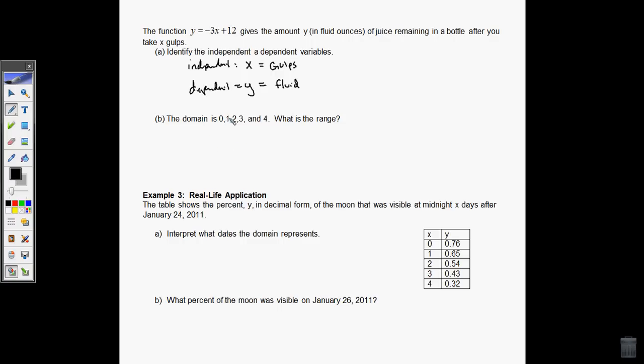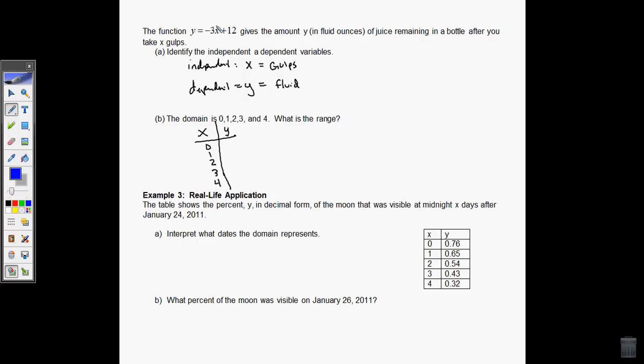So this is telling me that I put in x values of 0, 1, 2, 3, and 4. I take 0 gulps. I take 1, 2, 3, or 4 different gulps. What is the range? What's the amount of fluid that's left over when I take 0 gulps, 1 gulp, 2 gulps, 3 gulps, and 4 gulps? Well, let's take a look. I'm going to put this in an XY chart. Inputs 0, 1, 2, 3, and 4. So I'm putting my entire domain underneath the x values, and I will put output values of y right next to them that correspond.